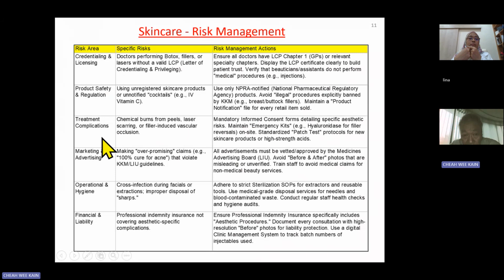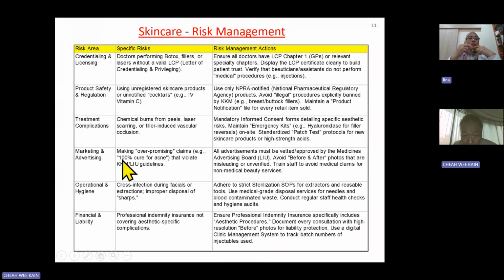Treatment complication, emergency: you will find a lot of funny things, burns, laser scarring. Mandatory informed consent form detailing the risk if you are having this, but I don't think you have this because most of your products are over the counter ones, isn't it? We do have lasers also, laser peeling. Then you better fill up a form. We do have a consent form for all treatment. Better fill out a form.